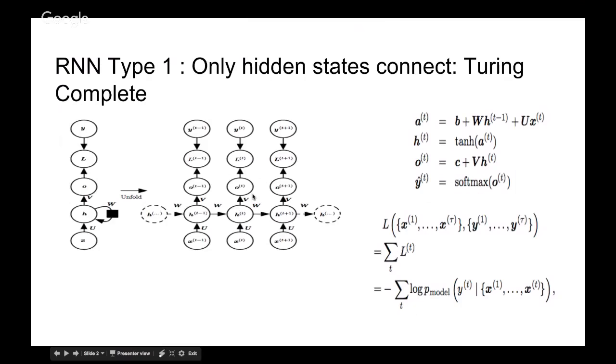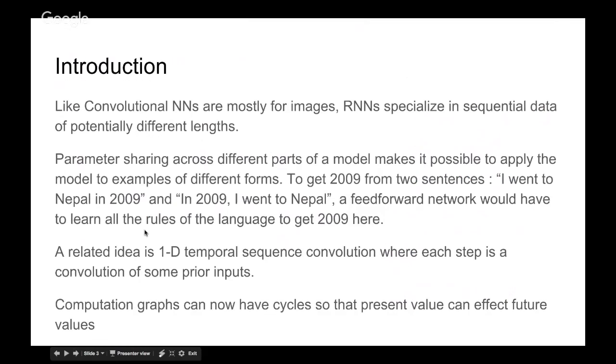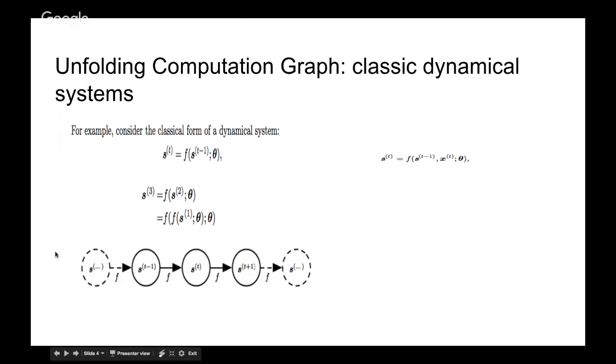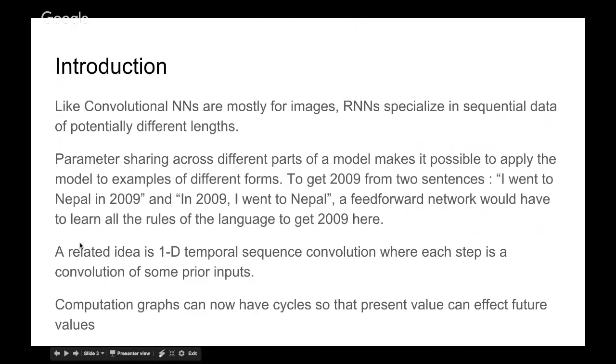So if you see, just after training, it will have just one loop. So when you pass in that full sentence through this one, it does not take into account the structure of the language. So it performs better in these types of sequential tasks. And a related idea that the book mentions is a 1D temporal sequence convolution. So you can think of it as a convolution across steps. But the problem with that is that it's not very deep, so it does not give a good classifier.